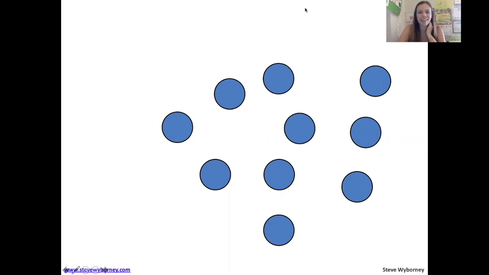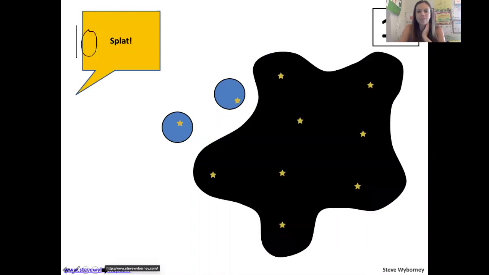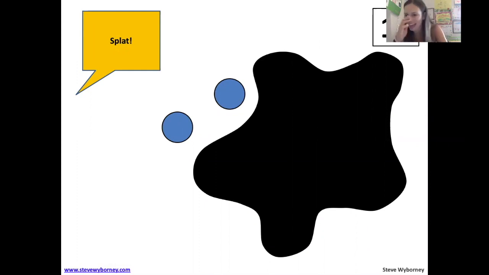Let's count them together. Ready? 1, 2, 3, 4, 5, 6, 7, 8, 9, 10. There are 10 dots. Splat! How many dots are under the splat? You can use the dots you have left to help you. Pause the video while you think about it.